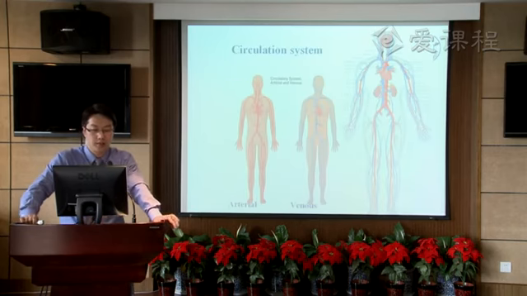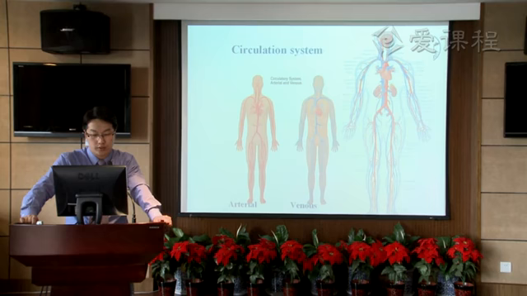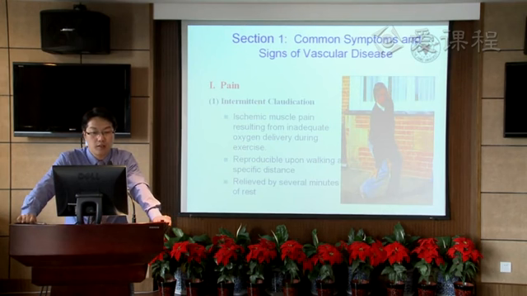This is the circulation system. The left is the artery system, and the right bottom is the venous system. And section 1, common symptoms and signs of vascular disease.